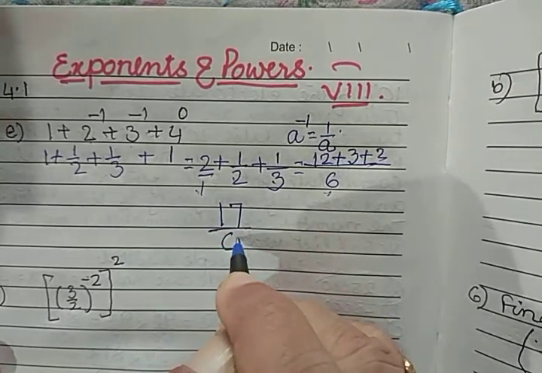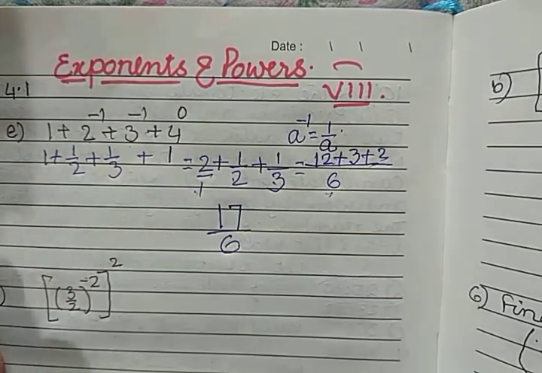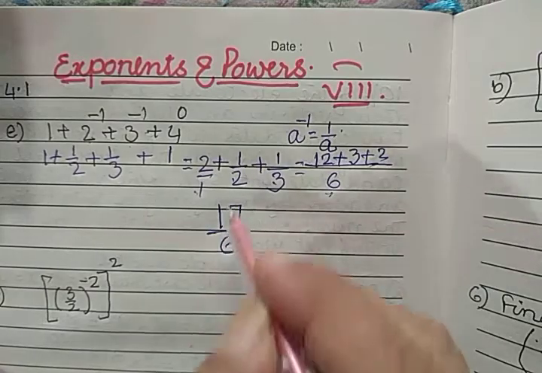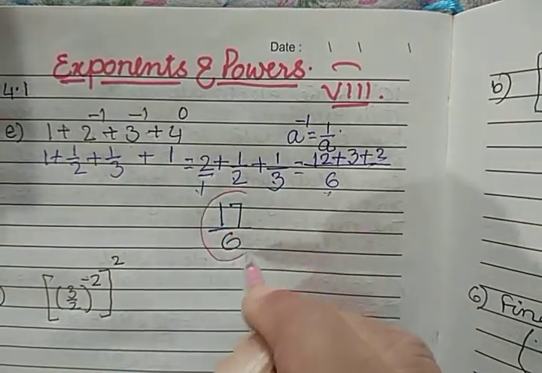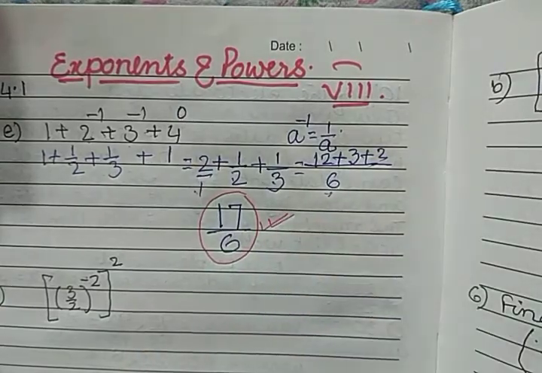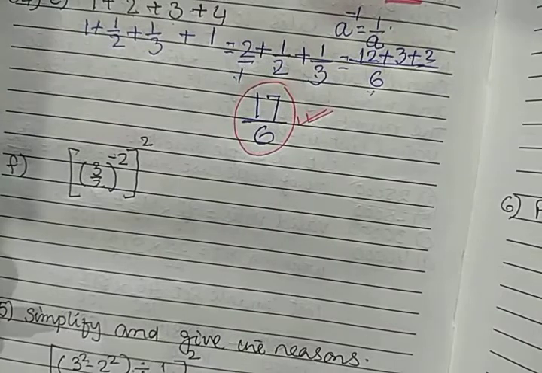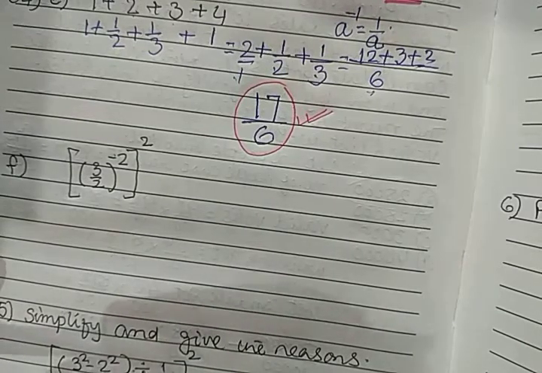So when you simplify the given numbers, you get 17 by 6. So 17 by 6 is your answer. So now let us do the second one.